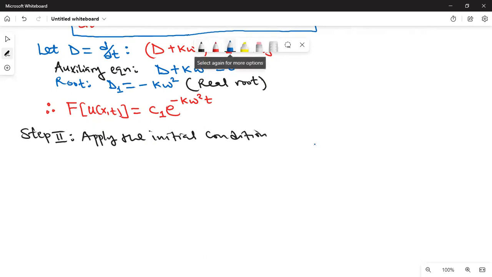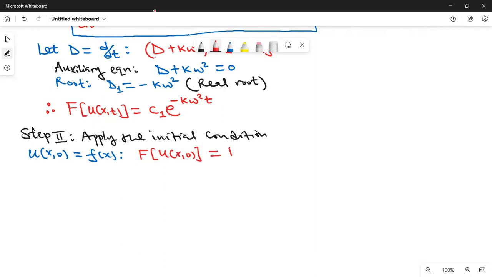What are we told? That u of x,0 is equal to a function of x. That's an arbitrary function. So you also need to take the transform on both sides. So therefore, this means that the Fourier transform of u of x,0 should be equal to the Fourier transform of f of x. Let's call this capital U, a function of omega.